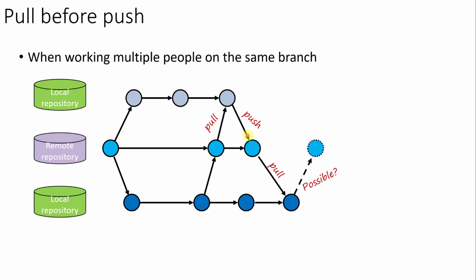You cannot push if the pull is needed. You cannot mess this up. IntelliJ will complain and say, okay, you need to pull first. I will see if I can show an example of that.